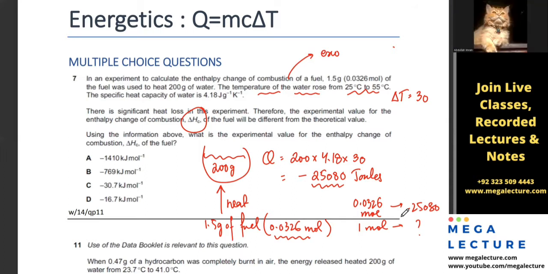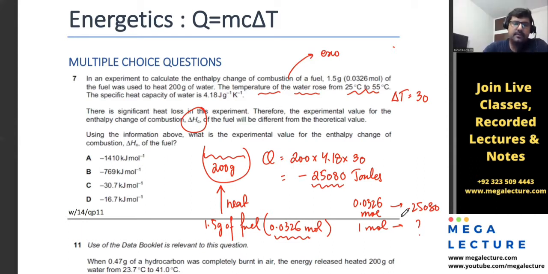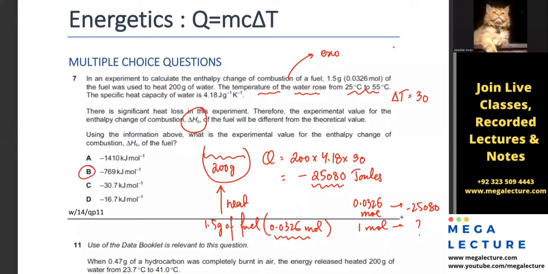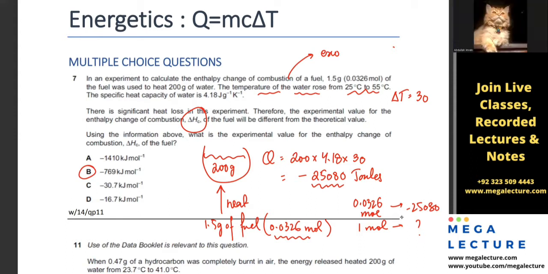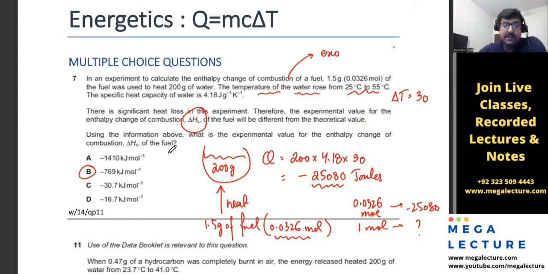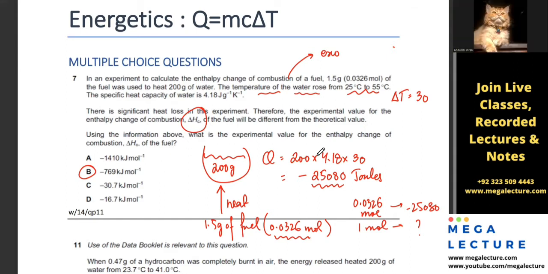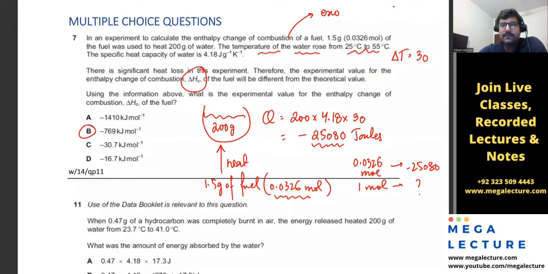Sir, the answer is -769. It seems the right answer. Okay, so yours is -769, and you have to convert it into kilojoules. Do you remember the standard form of the answer, the standard unit that's used is kilojoules. It's not joules, but this actually gives values in joules. So that's the first one.